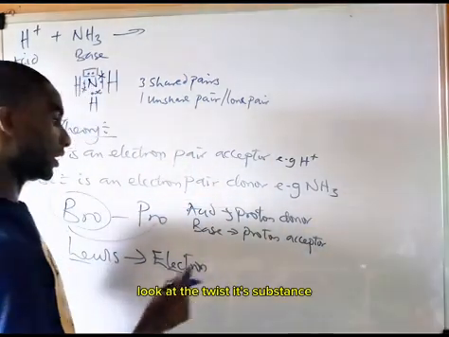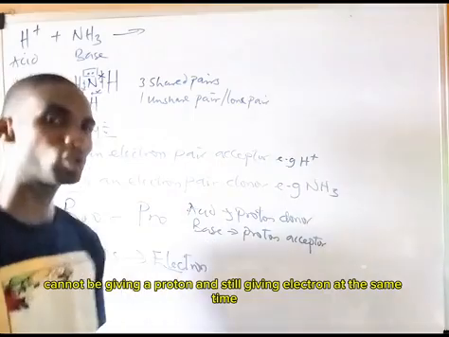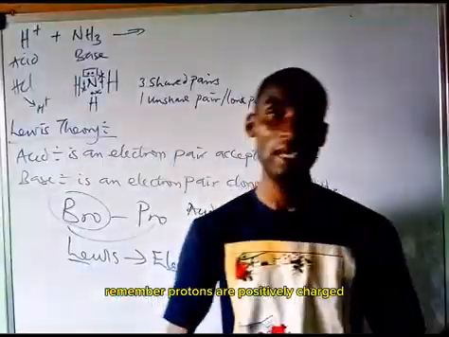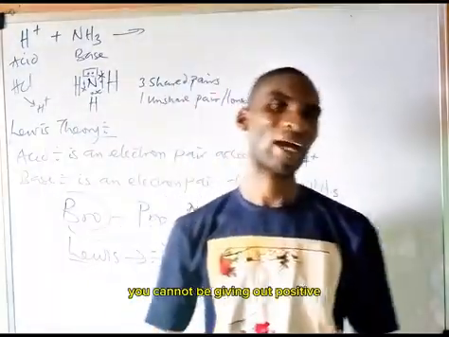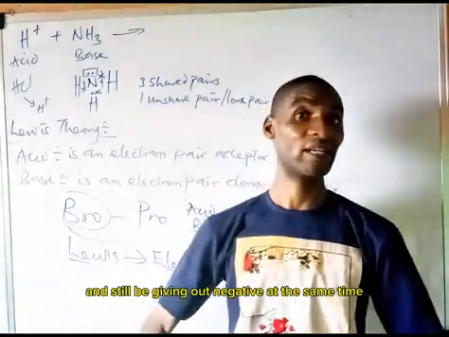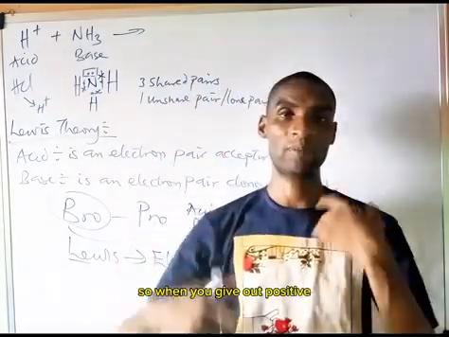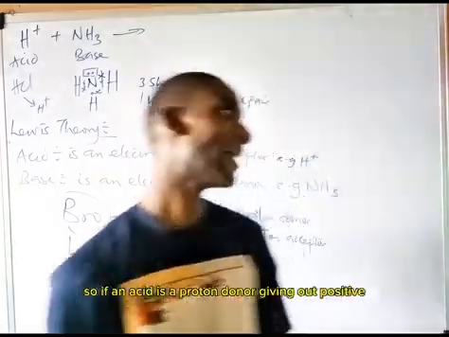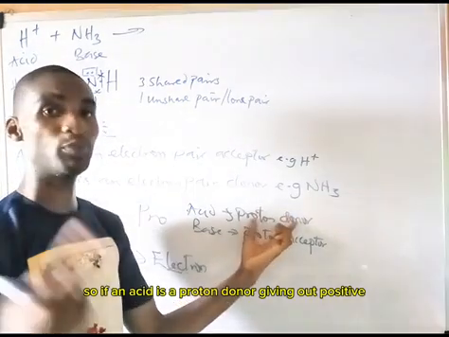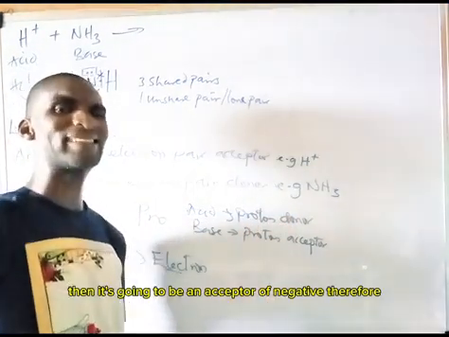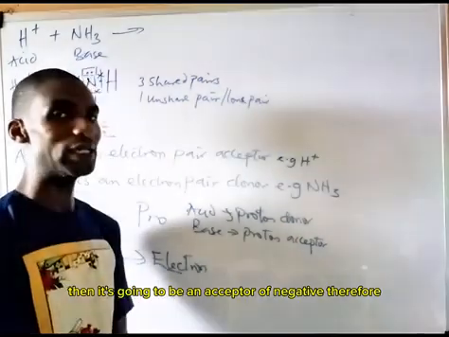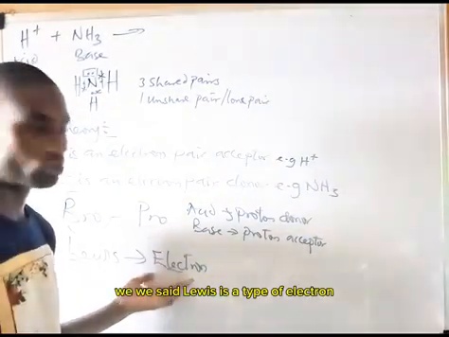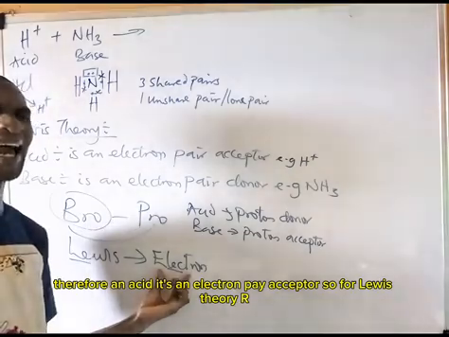Now look at the twist. A substance cannot be giving a proton and still giving electron at the same time. Remember, protons are positively charged, electrons are negatively charged. So you cannot be giving out positive and still be giving out negative at the same time. So when you give out positive, you accept negative. When you give out negative, you accept positive. So if an acid is a proton donor giving out positive, then it's going to be an acceptor of negative. Therefore, according to Lewis theory, we said Lewis is in terms of electron. Therefore, an acid is an electron pair acceptor.